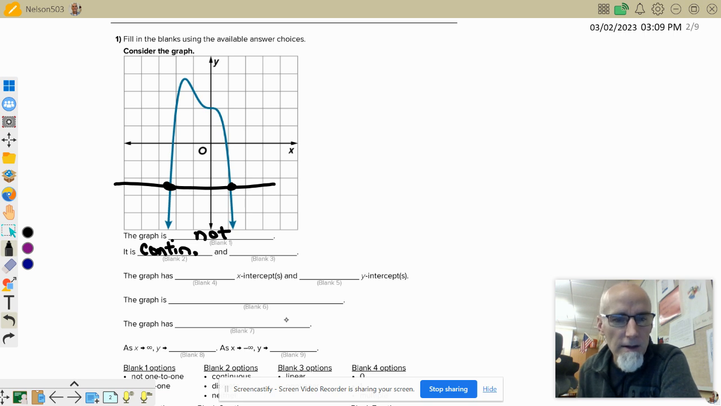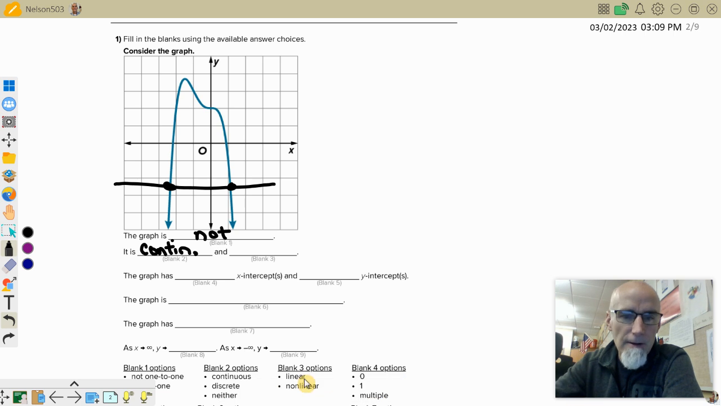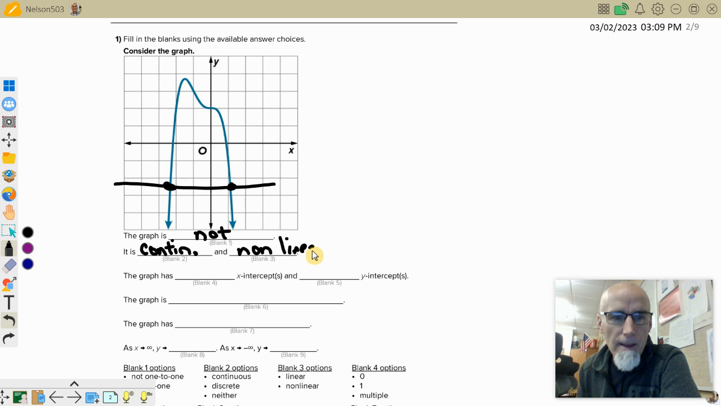And then option 3 is not linear, because it has curves to it, right? It goes up and comes back down and all that kind of stuff. Linear is going to be just a straight line, either increasing or decreasing the whole time. So not linear, non-linear. The graph has two x-intercepts here, this one and this one. So multiple x-intercepts. So multiple is right here, multiple. And one y-intercept. So one y-intercept.